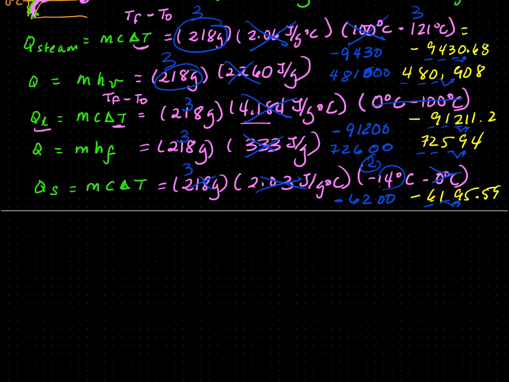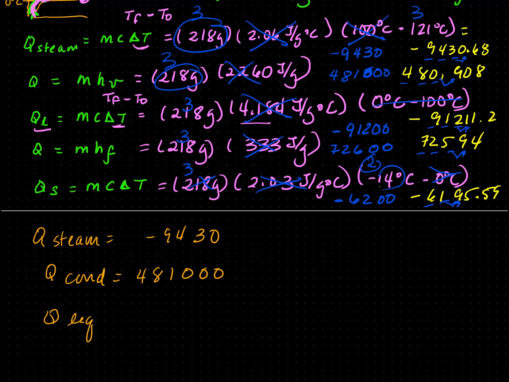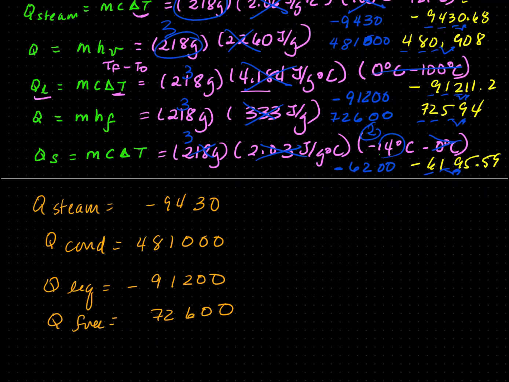I'm going to rewrite the numbers down here so it's a little bit clearer. So the Q steam, when we did sig figs, was 9,430. Q of the condensation equal to 481,000. Q of the liquid was equal to negative 91,200. Q of the heat of fusion, or freezing here, was equal to 72,600. And then Q of the solid ice was equal to negative 6,200.